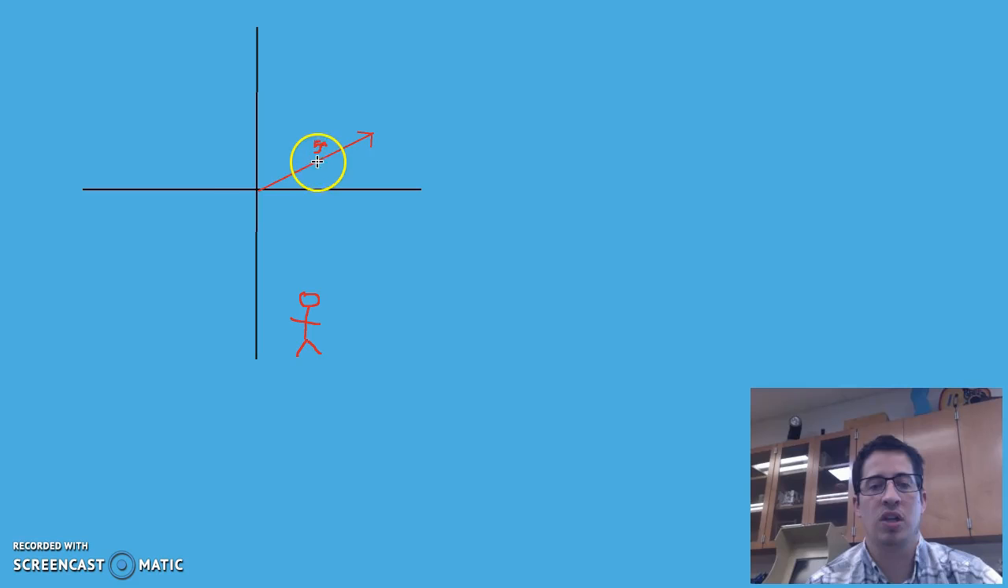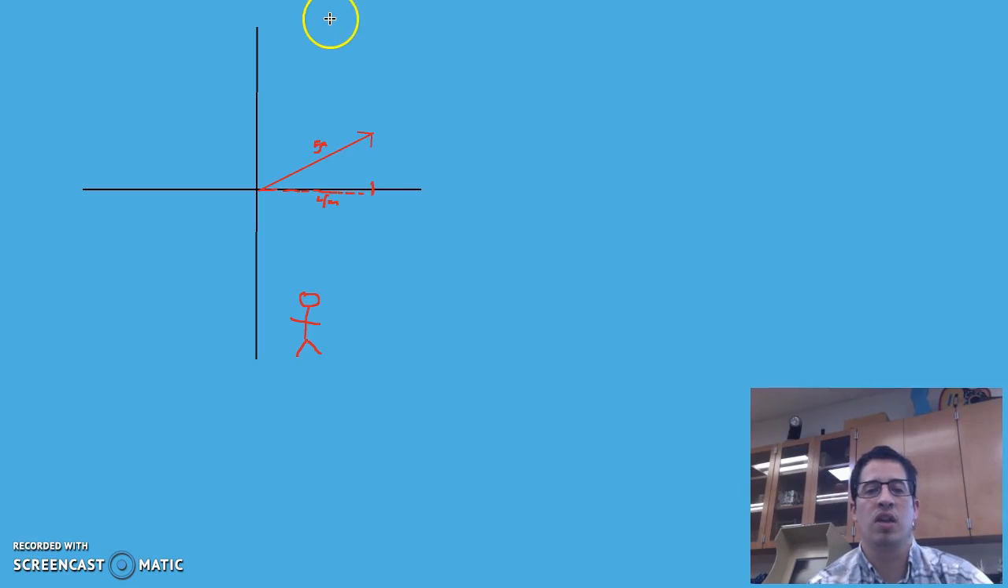This person looking at it doesn't see an object that's 5 meters long, because it's pointed away from them, and so what they see is really about this long, maybe 4 meters long. We'll call it the projection of it. They don't see the whole length, they just see this part of it.